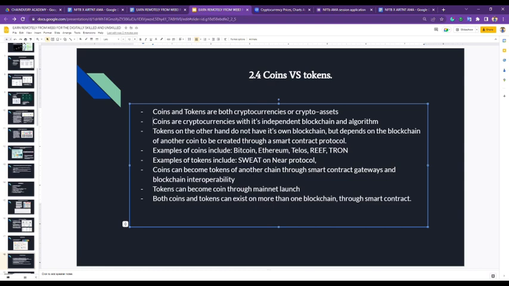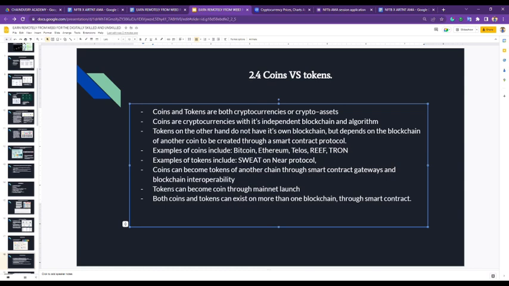And tokens can also become coins through mainnet launch. Like I said, Sweat is a token at this point. They could decide to become a coin in future by deploying or launching their mainnet. So if Sweat decides to launch their mainnet, they will become a Sweat coin, no longer a Sweat token.